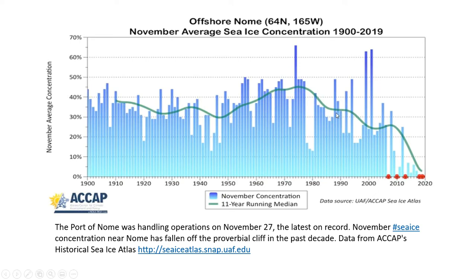But again, the take-home message is, in the last decade, there's been no sea ice to write home about around Nome in November, and as a result, it's dropped off dramatically. And we see the red dots. That means there's no sea ice.